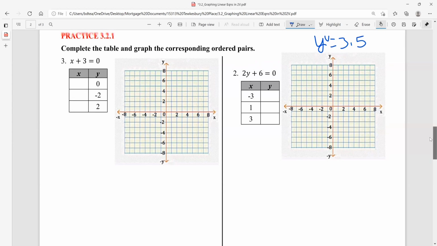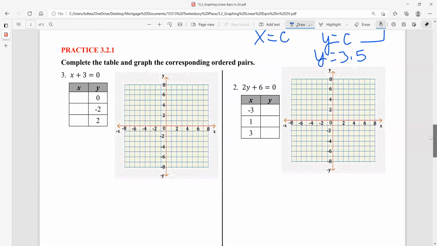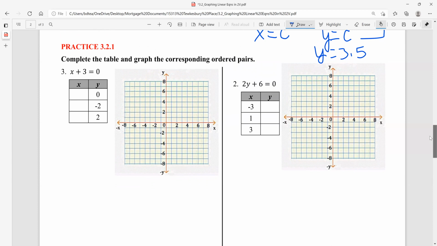All right, so let's look at these two examples here. Again, we're graphing linear equations, and now we're looking at the characteristics of horizontal and vertical lines. One characteristic of horizontal and vertical lines is that there's only one variable. You see, there's only one variable in this equation, x, and only one variable in this equation, y. So this is example 3 and example 2.